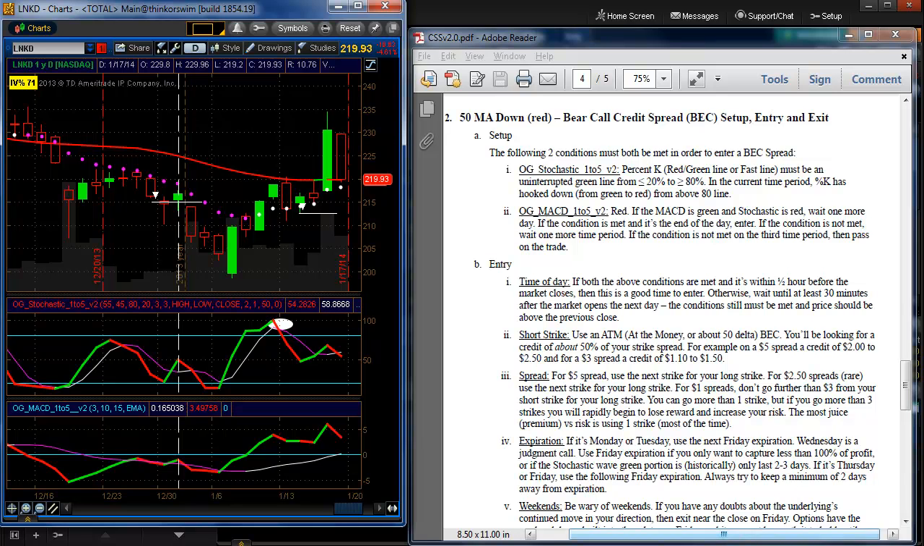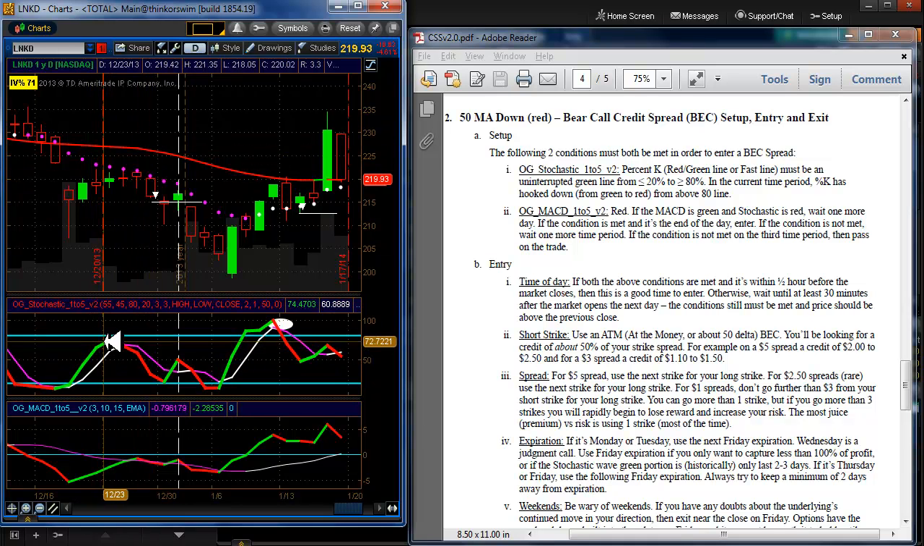All right, so for my bear call credit spread, set up entry and exit, here's a downtrending stock, LinkedIn. And we do have a solid green up. You can read these over here, but basically it's just the reverse of what we were doing before. So we're looking for a solid green up. This one didn't quite make it, but it made it to 74.5 almost, which is pretty close to 80 for me.